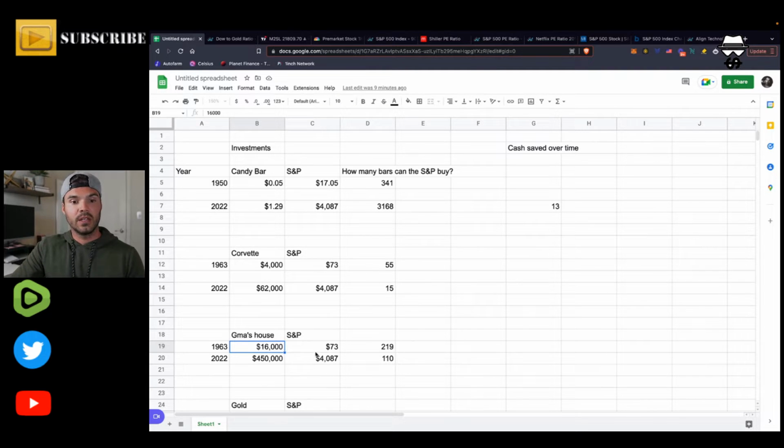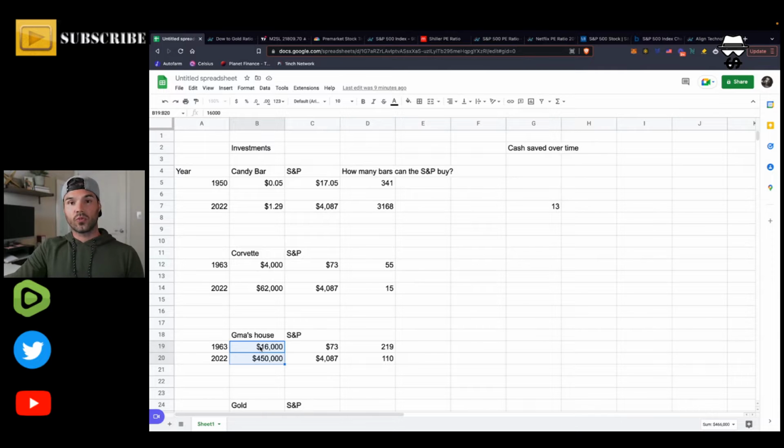Here's the deal. So the S&P 500 had obviously increased dramatically against the dollar, remember. But housing really increased a lot too. But here's the difference. Now, it used to take 219 shares to buy that same house, and now it only takes 110.